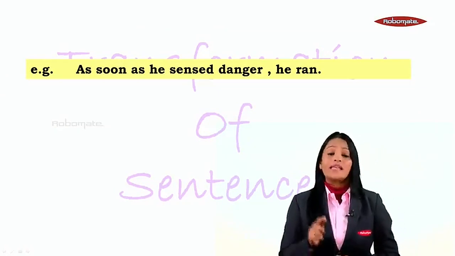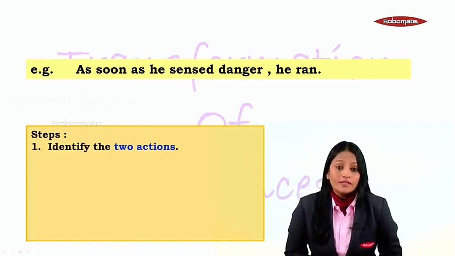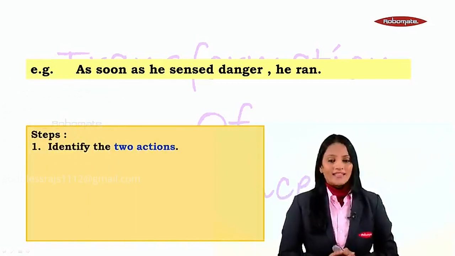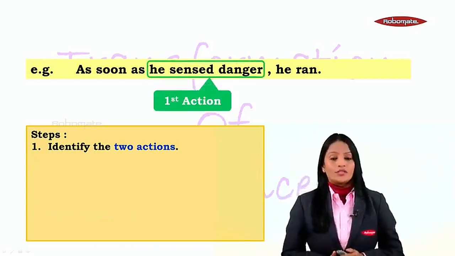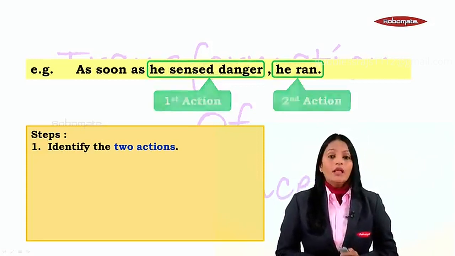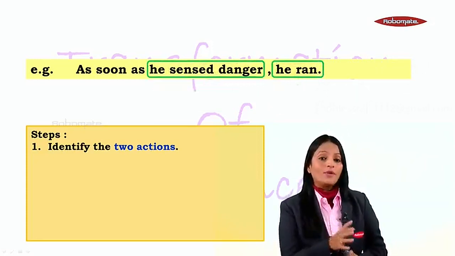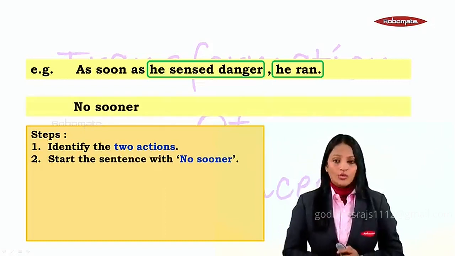"As soon as he sensed danger, he ran." Now students, here what is the difference? Here it is a past tense. Once again, quickly let's go to the steps. Identify the two actions. He sensed danger, he ran. Now, what is the change that is going to happen? Always in the first part. So first thing, start with no sooner.